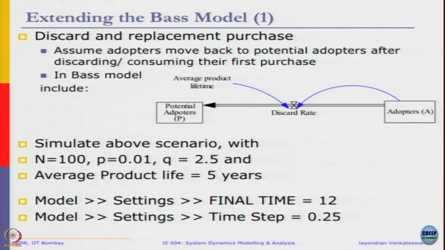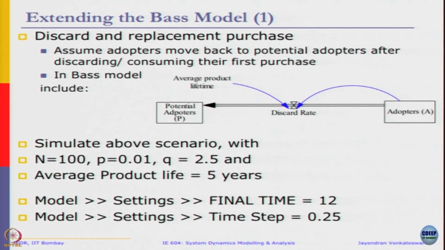When discard rate is not considered, then all the potential adopters, that is N is 100, everybody will buy the product. When there is a discard rate, intuition says that some fraction will keep discarding the product every time unit. So the steady state that we achieve will be lower than 100. What that exact value is, we can simulate right now.